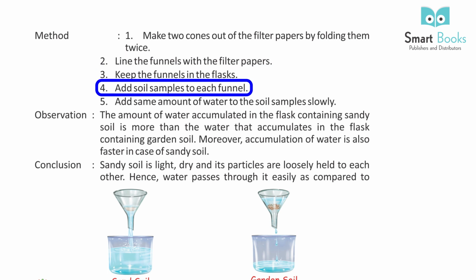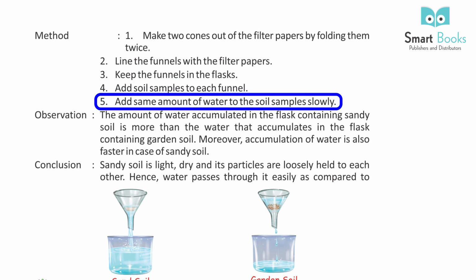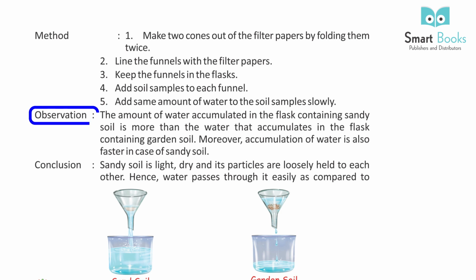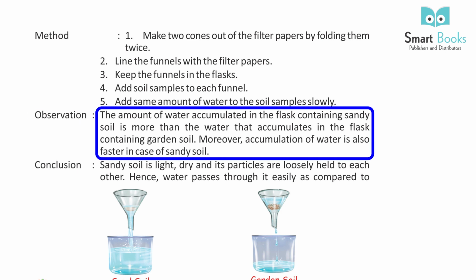4. Add soil samples to each funnel. 5. Add same amount of water to the soil sample slowly. Observation: the amount of water accumulated in the flask containing sandy soil is more than the water that accumulates in the flask containing garden soil. Moreover, accumulation of water is also faster in case of sandy soil.